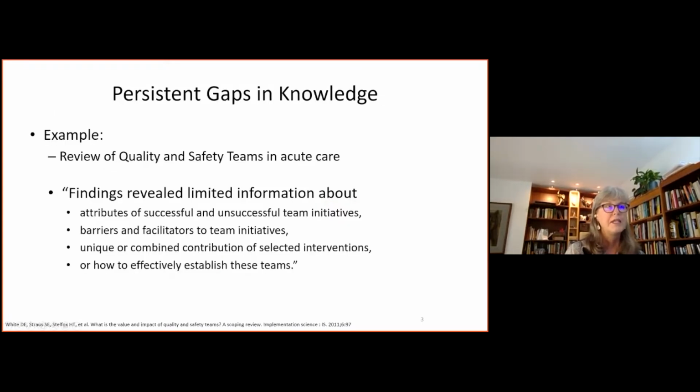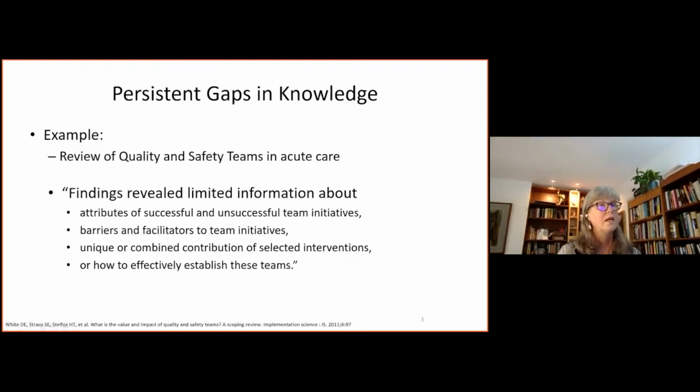We have persistent gaps in knowledge. This is just one example, looking at quality and safety teams in acute care. This particular intervention is complex. It's got many different components to it, and the boundaries are kind of fuzzy on what the intervention is versus the context and processes within the context that need to interact or connect to the intervention.